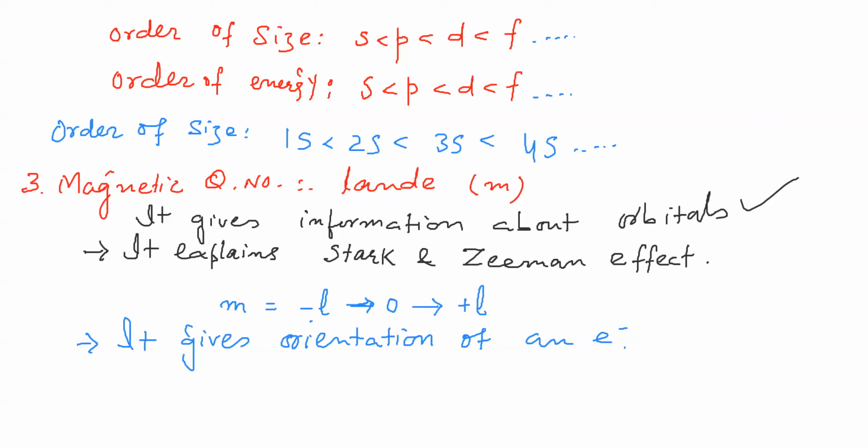Okay, so let's see the number of orbitals in different subshells. First, the s subshell. What is the L value for the s subshell? The L value is 0, as we have noted down. Therefore, what will be the M value? The M value will also be 0, because the formula is minus L through 0 to plus L, but when L is 0, the M value will also be 0.